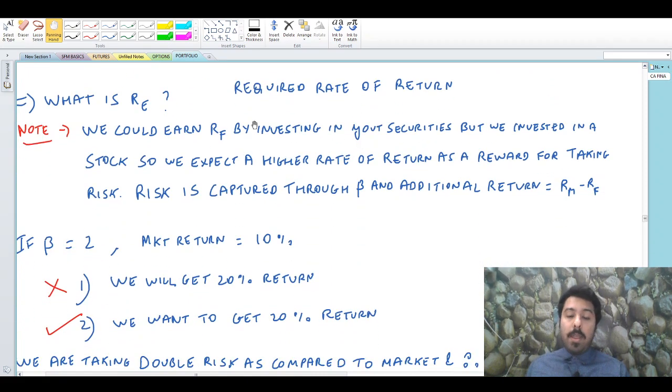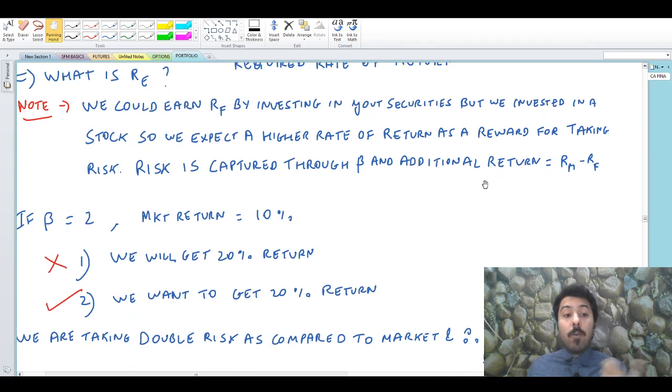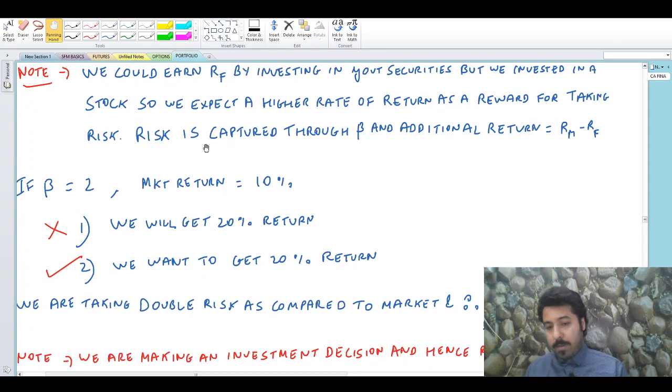What is RE? RE refers to the required rate of return. We could earn RF by investing in government securities, but we invested in a stock. So we expect a higher rate of return as a reward for taking the risk. Risk is captured through beta and the additional return is equal to RM minus RF. So beta into RM minus RF is the extra return for investing in this stock. And RF you'll earn. So RF plus beta into RM minus RF is our required rate of return, right? Very easy.